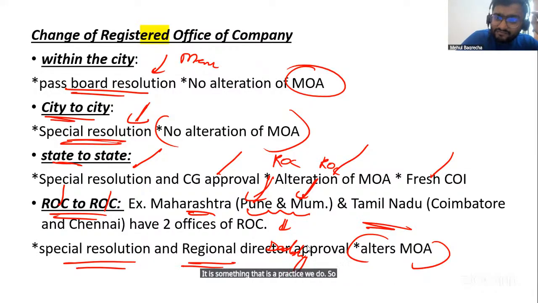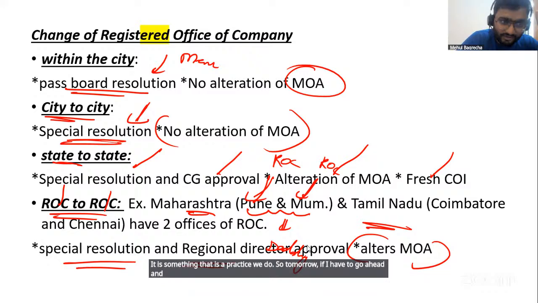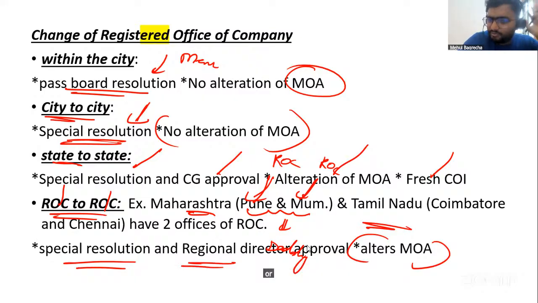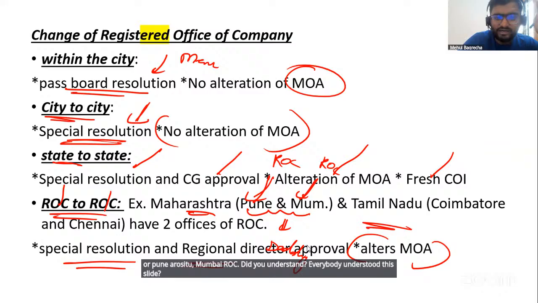So tomorrow, if I have to go ahead and change from one daddy to another daddy, then in that case, I have to mention in my MOA also that earlier it was Mumbai ROC, now it is going to be Pune ROC, or Pune ROC to Mumbai ROC. Did you understand? Everybody understood this slide, Tanya? All right. So we are talking about a situation where we are altering from one ROC to another ROC.